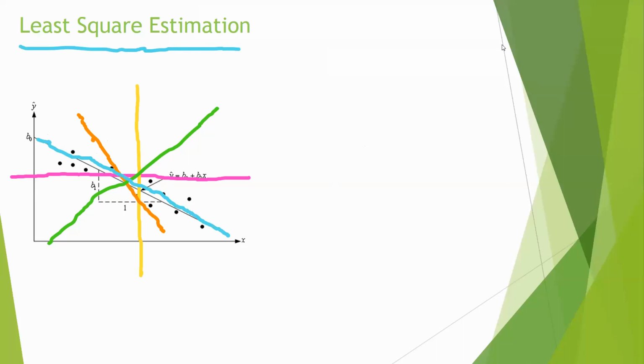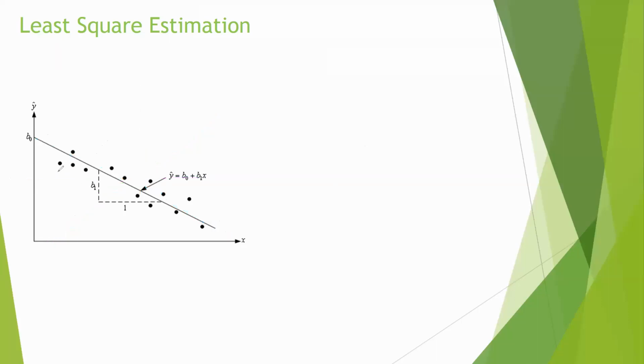So for each line we can calculate the deviation between each data point and the line, right? For example, this is the deviation between this point and the line, the vertical difference. So we can calculate the difference between each data point and the line. That's the measure we can use to compare which line is the best fit.